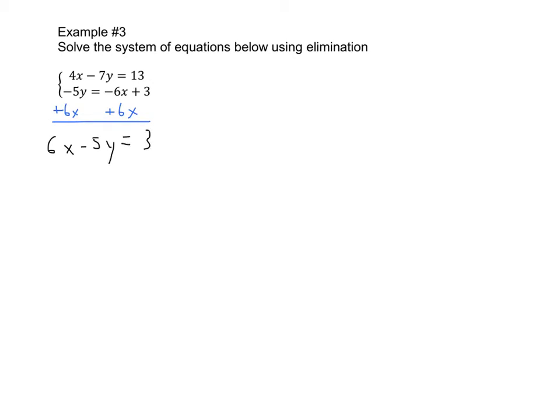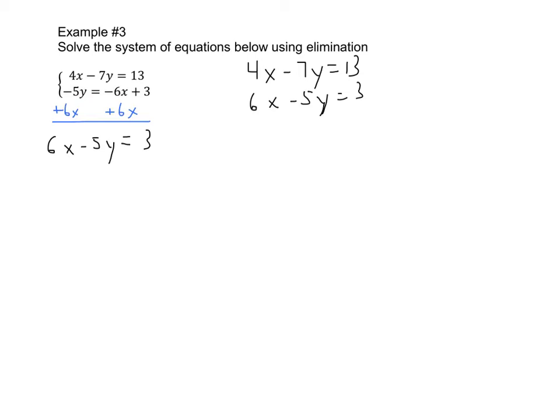All right, let me rewrite our problem here. Our first equation didn't change. It's 4x minus 7y equals 13. And then the second one, we have 6x minus 5y equals 3. This system here is equivalent to the original one. All we did is change the way that this was set up. So now we're ready to do our elimination.